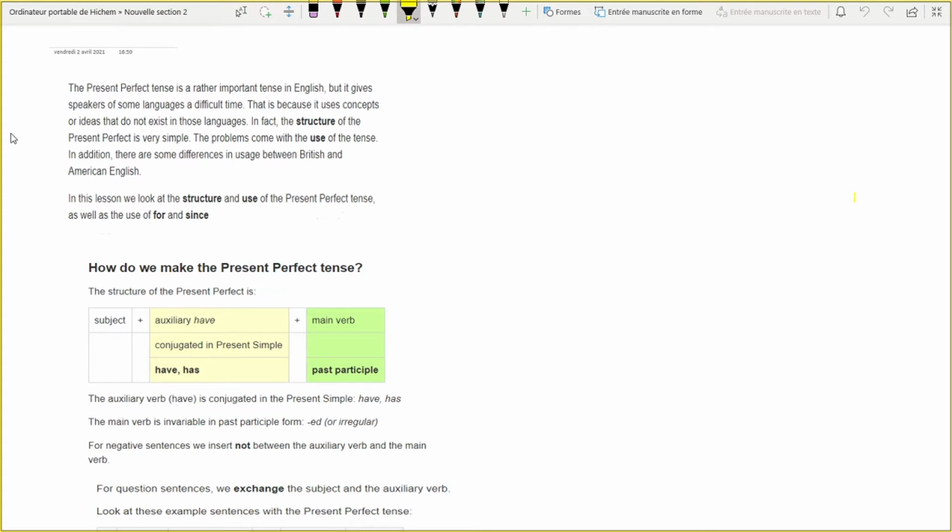So, in this lesson, we look at the structure and use of the present perfect tense, as well as the use of for and since.